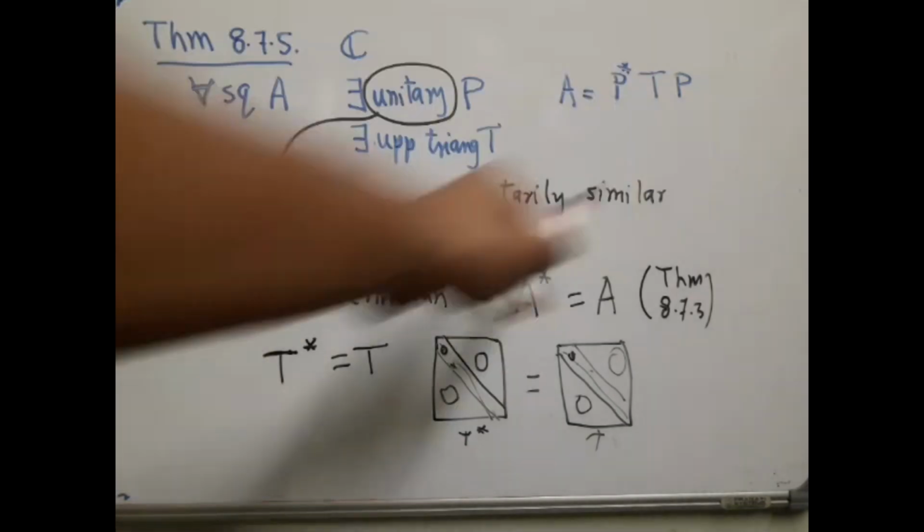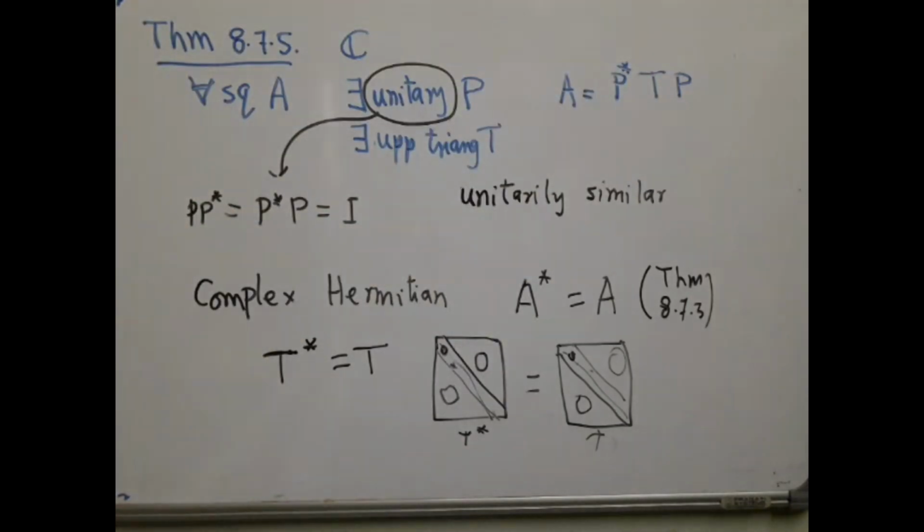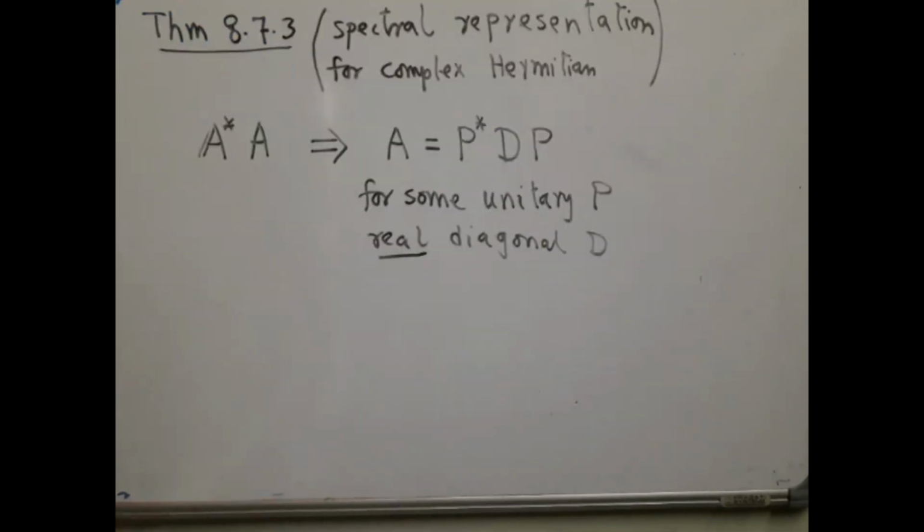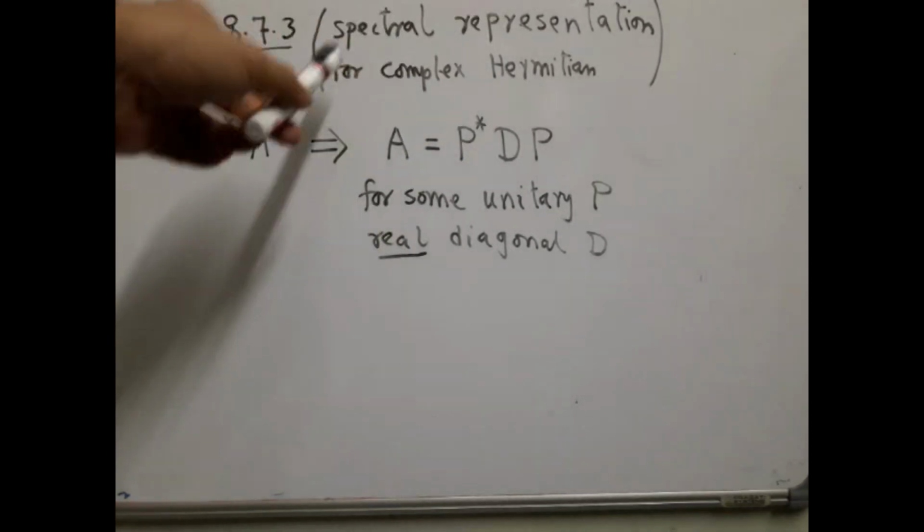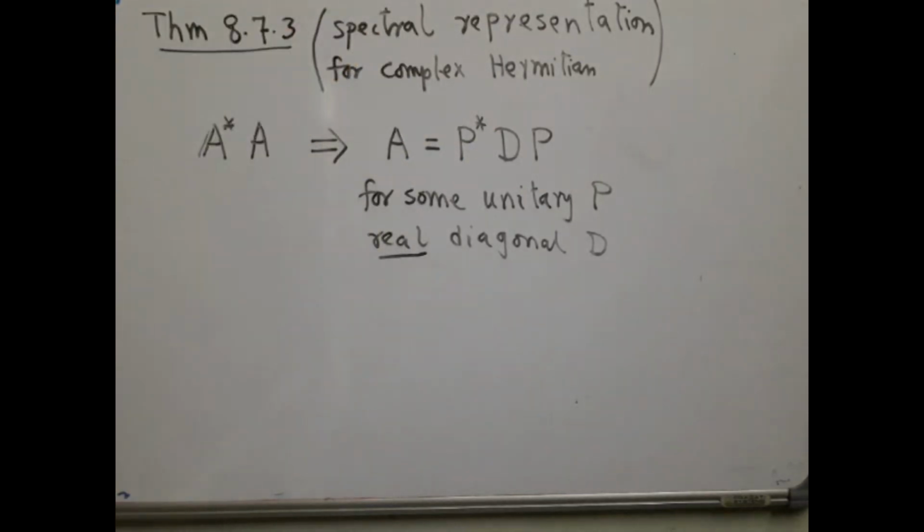Now, by virtue of this theorem, you are going to conclude immediately that any complex Hermitian matrix is not only semi-simple, it is unitarily semi-simple, and the diagonal matrix is also going to have real entries. So we have proved what is called the spectral representation for complex Hermitian matrices.